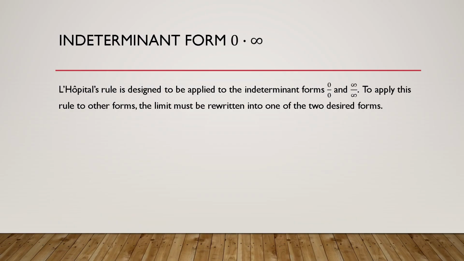L'Hopital's rule is designed to be applied to indeterminate forms 0 over 0 and infinity over infinity. To apply this rule to other forms, the limit must be rewritten into one of the two desired forms. For example, let's take the limit of x times cosecant x as x approaches 0. Since the limit of x as x approaches 0 is 0, and the limit of cosecant x as x approaches 0 is infinity, the limit in its current form cannot be taken directly.